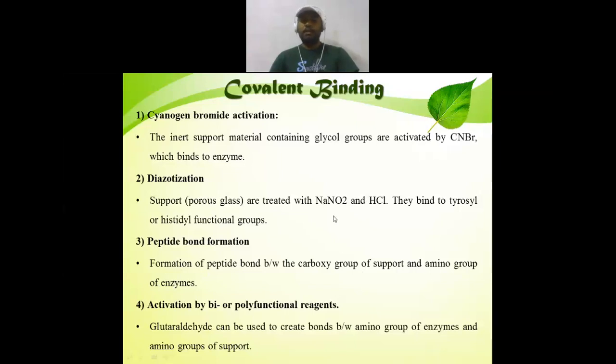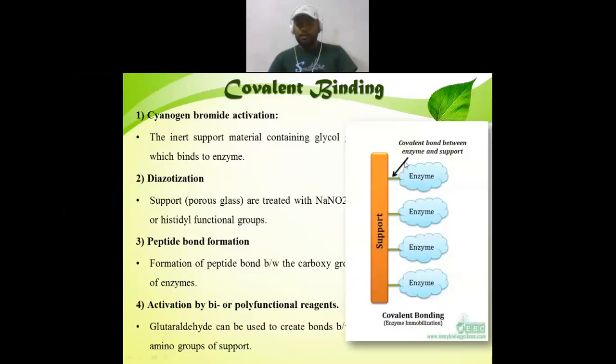So here it is explained by which chemicals you are going to form a covalent bond with the inert support. Then the activation by a polyfunctional reagent: glyceraldehyde can be used to create the bonds between the amino group of the enzyme and the amino group of the support. In this particular example, the support also contains amino groups and the enzyme also contains amino groups, so glyceraldehyde can be used to create the bonds between them. See here the covalent bond between the enzymes and the support.